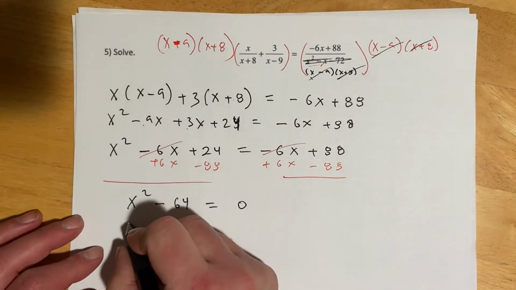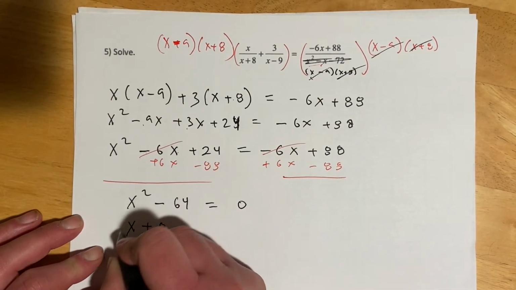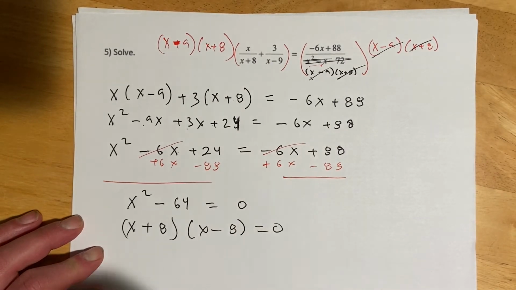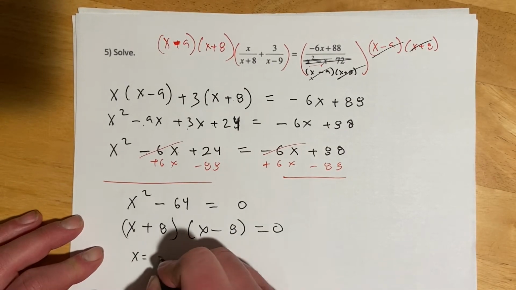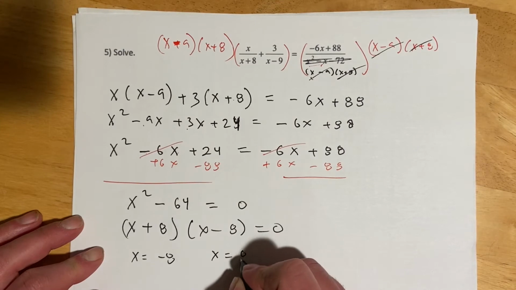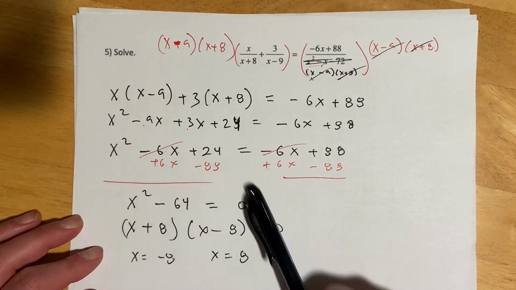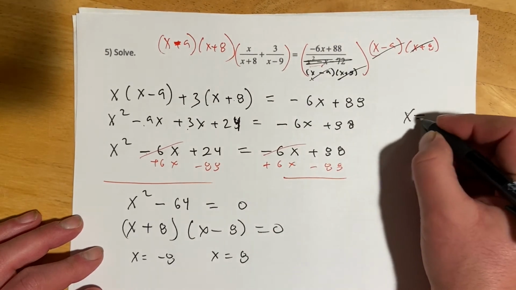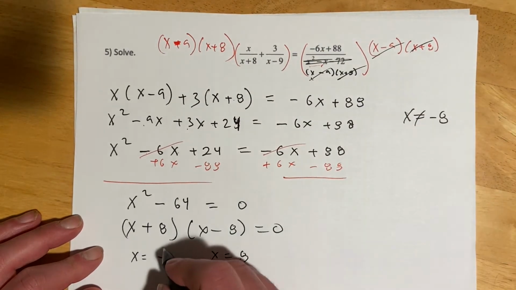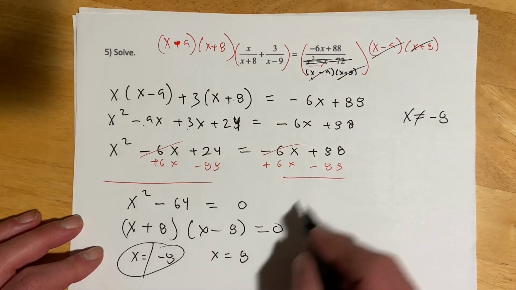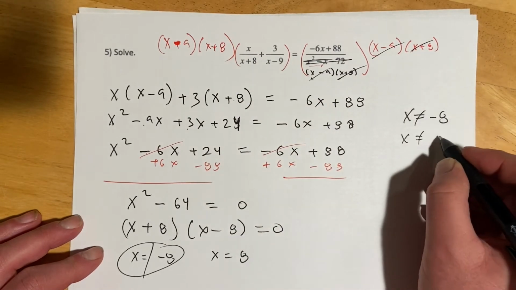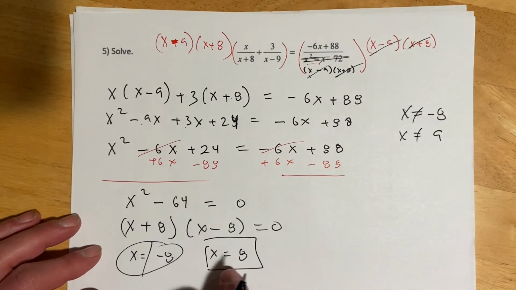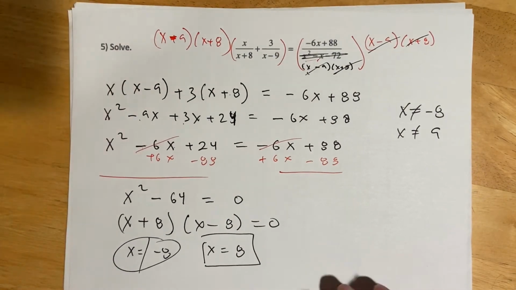That's a difference of squares, so I can factor and solve. x plus 8, x minus 8 equals 0. And then x equals negative 8 and x equals positive 8. Except if we go back here to our variable restrictions, x cannot equal negative 8, so this one is fake. It also couldn't have equaled positive 9, but we didn't get that one. So the only actual solution on that is x equals 8.